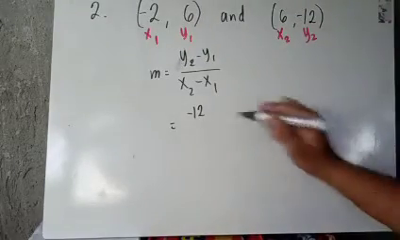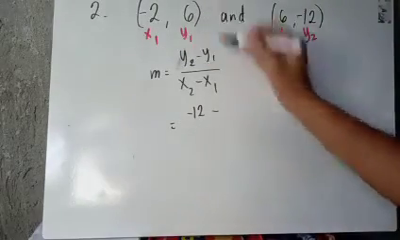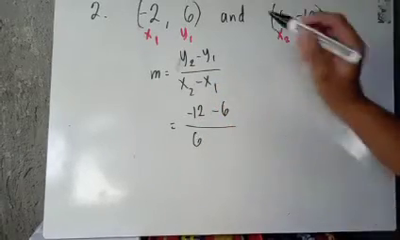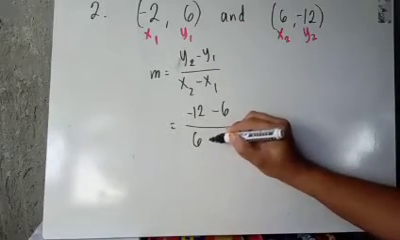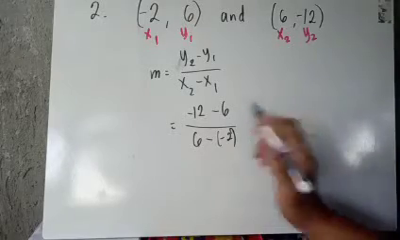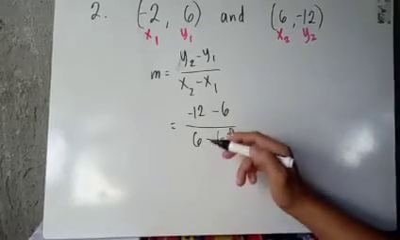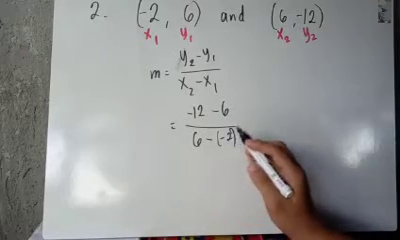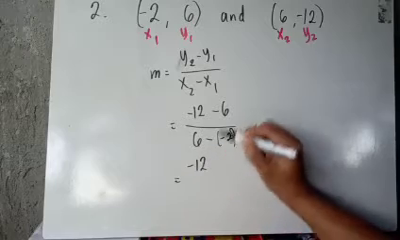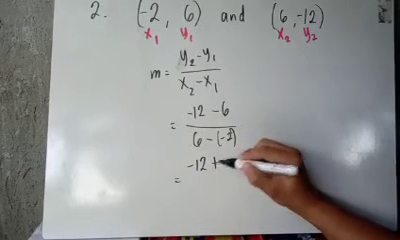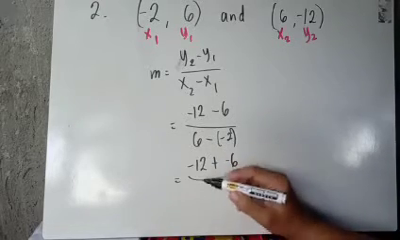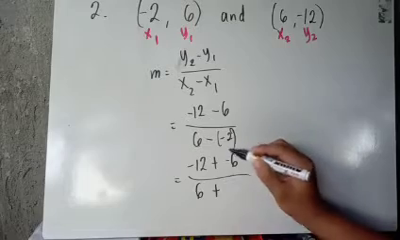Dali lang ha. Minus yung y sub 1, that is 6 over x sub 2, 6 also. And then yung x sub 1 natin is negative 2. Ayan. And then after nun, subtraction. So, copy, change. Remember subtracting integers? Okay, so negative 12 minus 6 magiging plus negative 6. Ayan po. Over 6 minus negative 2 magiging 6 plus positive 2.